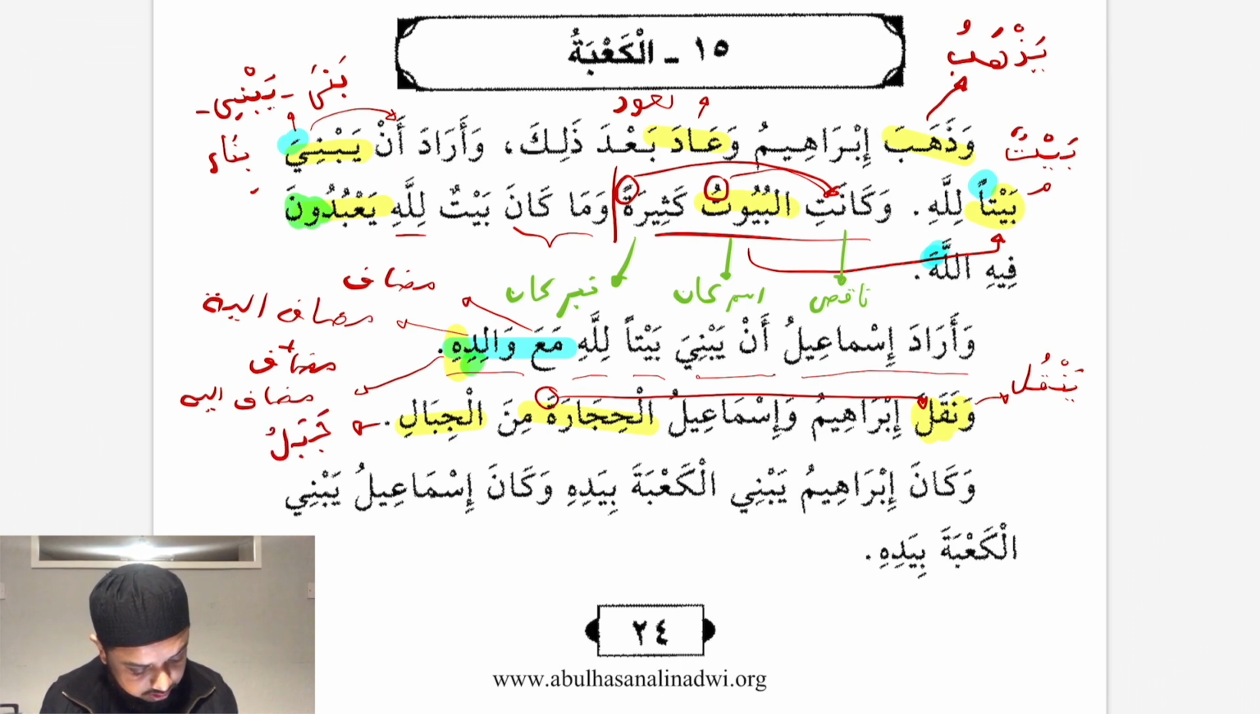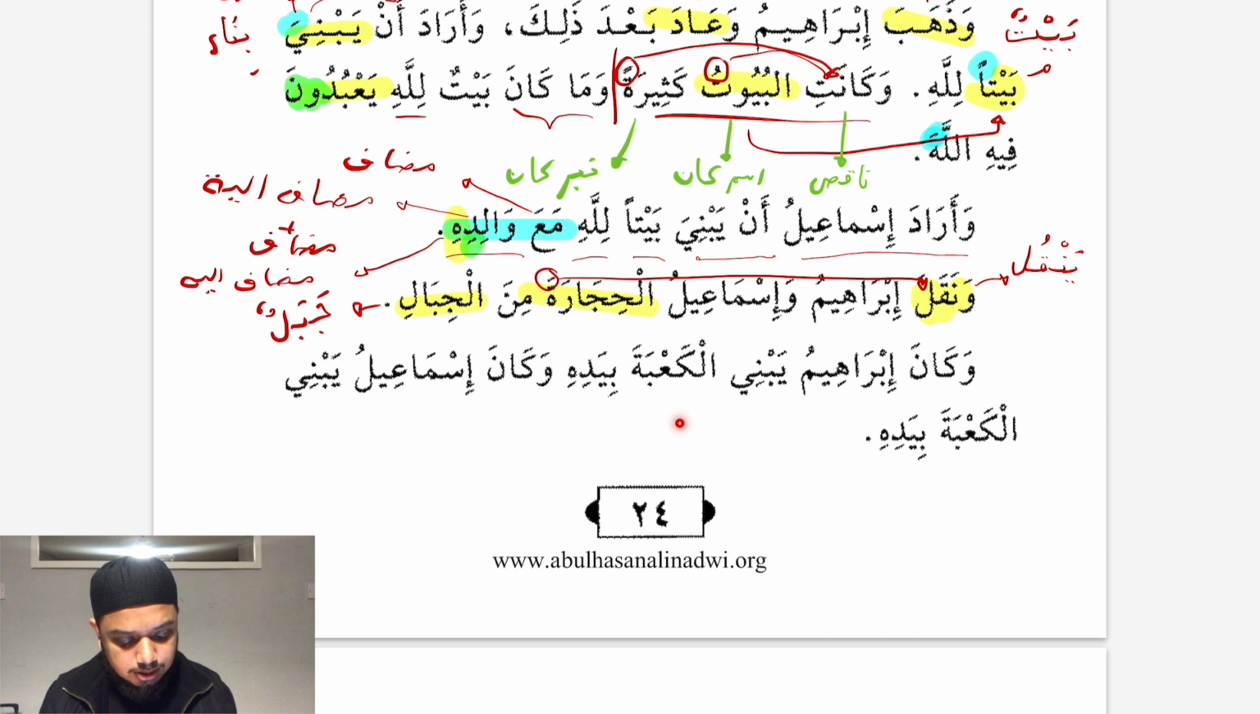Jabalun is the singular. So وَنَقَلَ إِبْرَاهِيمُ وَإِسْمَاعِيلُ الْحِجَارَةَ مِنَ الْجِبَالِ. And Ibrahim and Ismail alayhim as-salam moved the stone from the mountains to build the house. وَكَانَ إِبْرَاهِيمُ يَبْنِي الْكَعْبَةَ بِيَدِهِ وَكَانَ إِسْمَاعِيلُ يَبْنِي الْكَعْبَةَ بِيَدِهِ. وَكَانَ إِبْرَاهِيمُ يَبْنِي, and Ibrahim alayhi as-salatu was-salam was building al-Ka'bata, the Kaaba Sharifah.